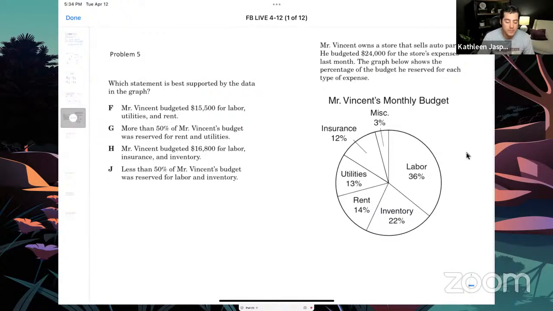I like these problems because it's not necessarily telling you to solve one specific thing. It says, which statement is best supported by the data in the graph? So we look at the graph. It says, Mr. Vincent owns a store that sells auto parts. He budgeted $24,000 for the store's expenses last month. The graph below shows the percentage of the budget he reserved for each type of expense. And you see in that pie chart, everything has a certain percentage.